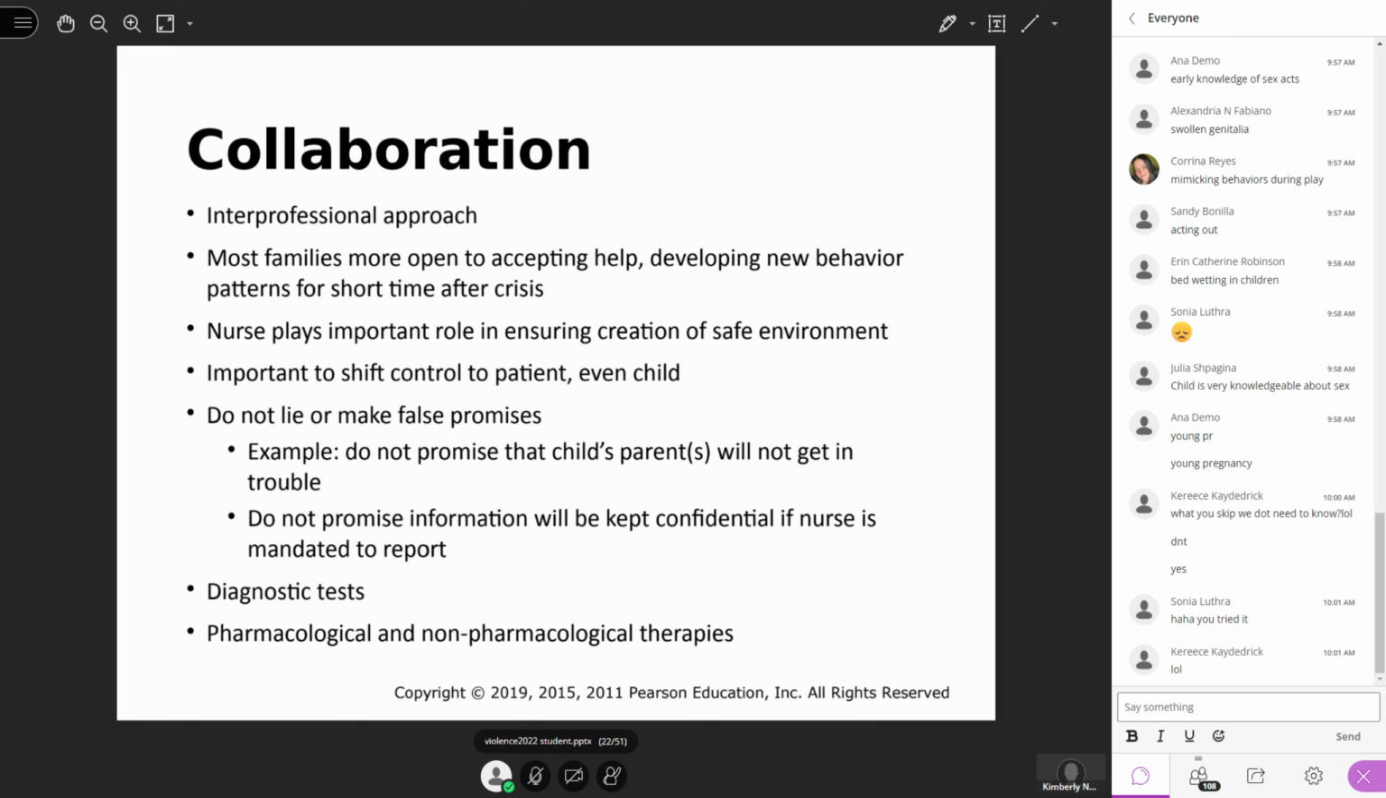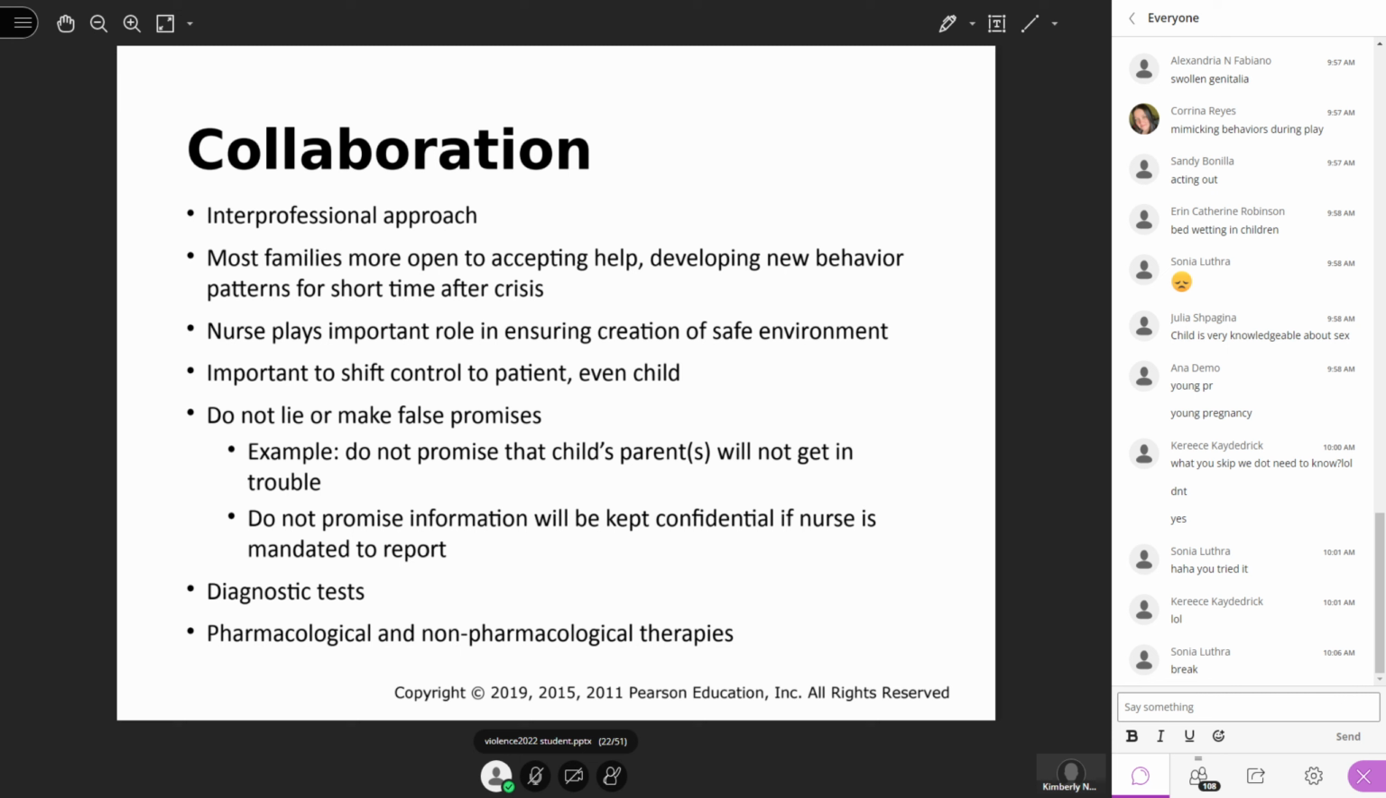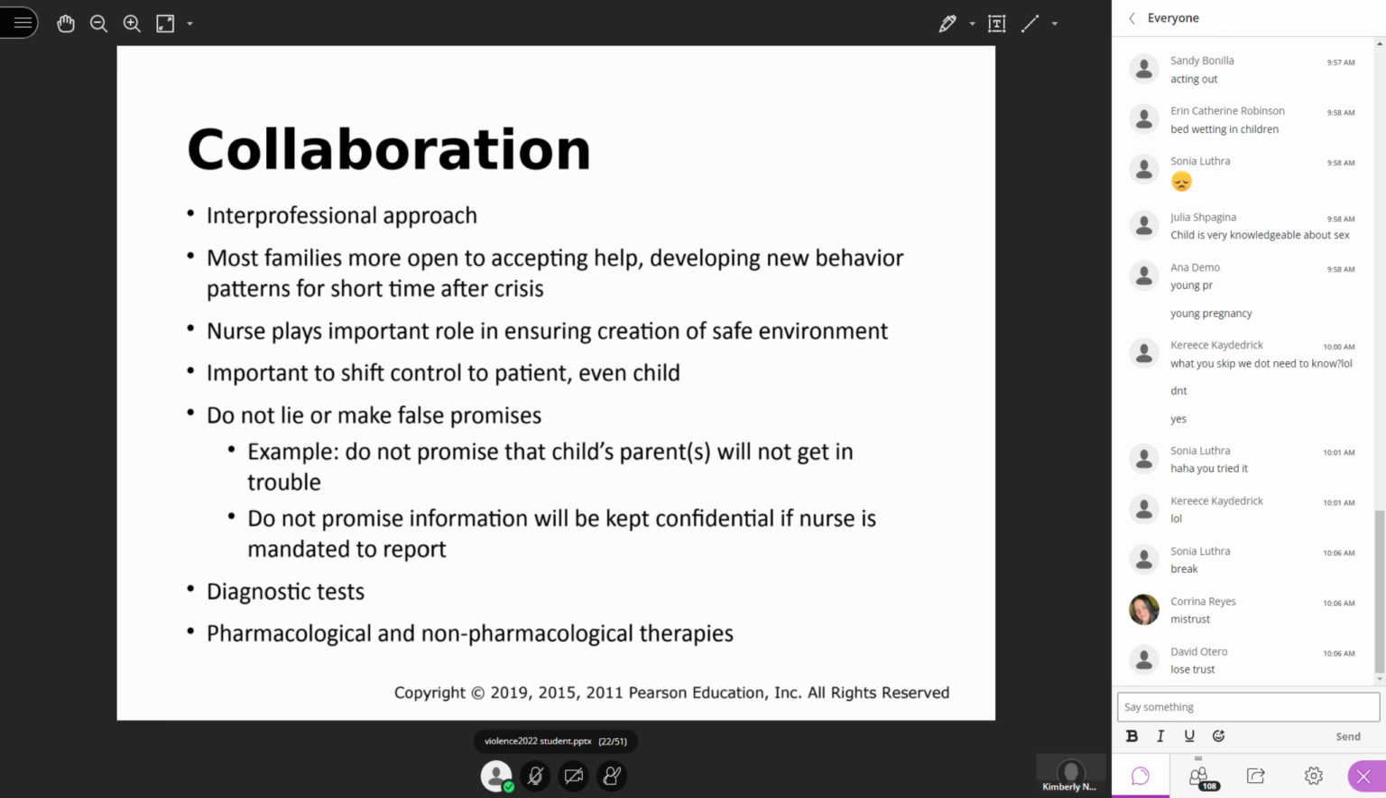The other thing we want to do is to avoid making false promises. For example, if a child comes in and doesn't want to speak up because they don't want their parent or caregiver to get into trouble, we don't want to tell them they're not going to get in trouble, because what is that going to do to our relationship with that child? It breaks the trust. They're not going to trust us. You told me that they're not going to get in trouble, so we don't ever want to do that.